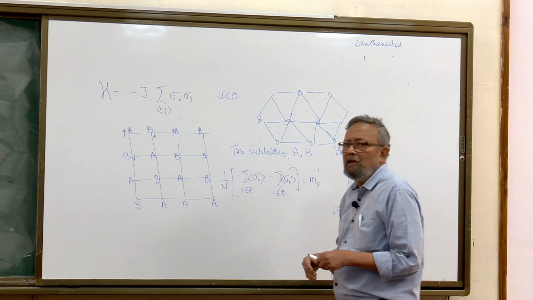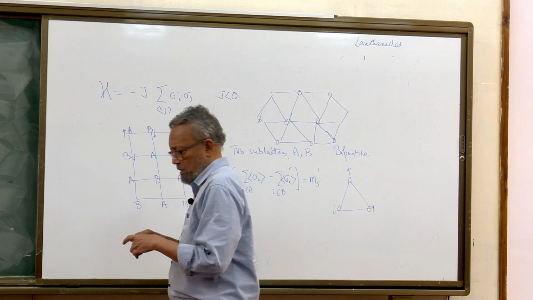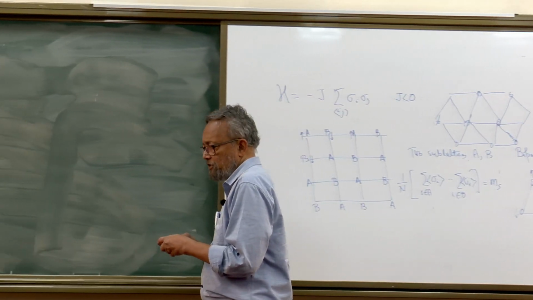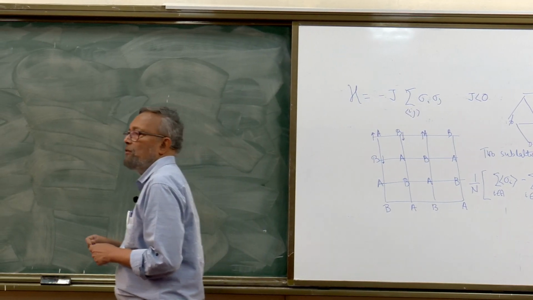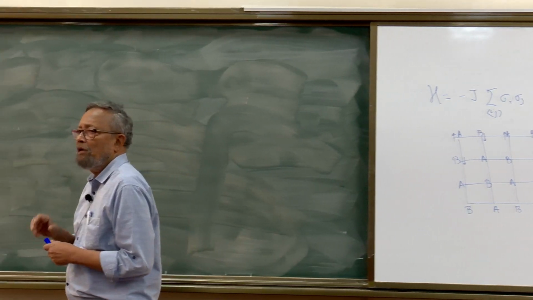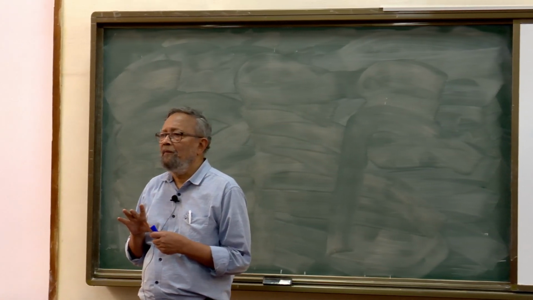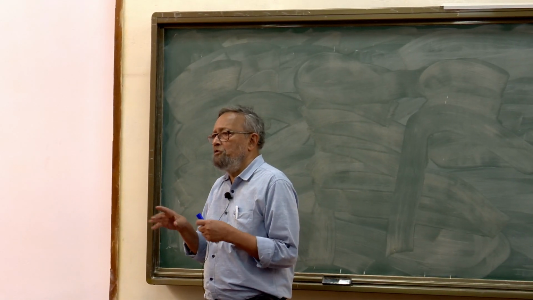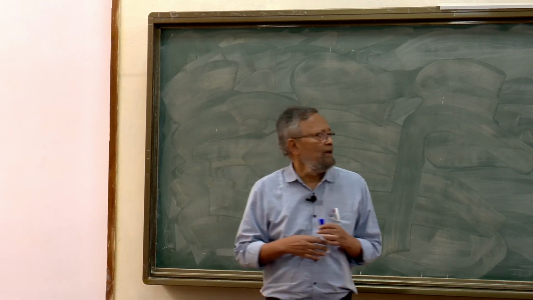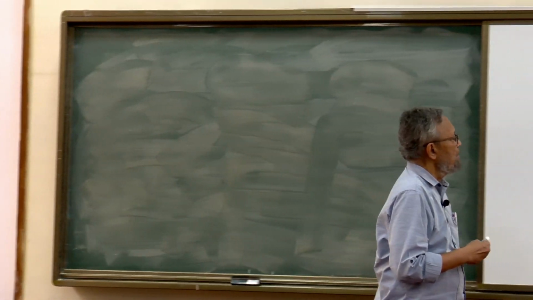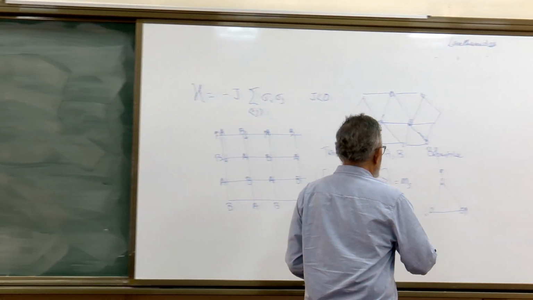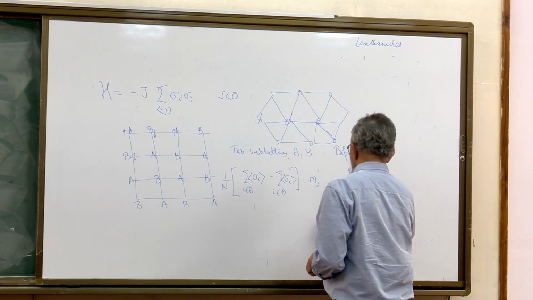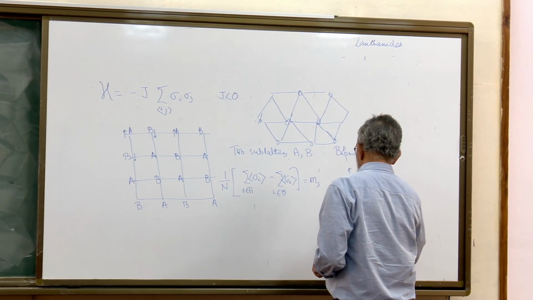So there are two things that come from this kind of consideration: that there will be certain bonds where the bond energy cannot be minimized by choosing an appropriate spin configuration. And the fact that they cannot be minimized, there is a name associated with this, and I think this is the appropriate name.